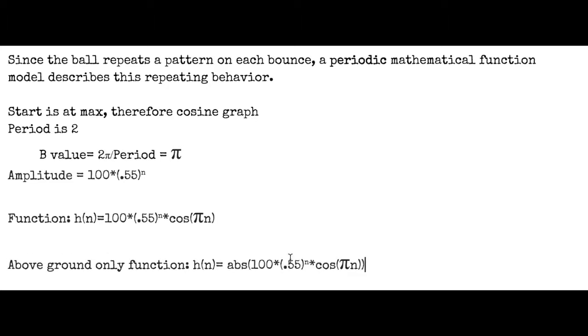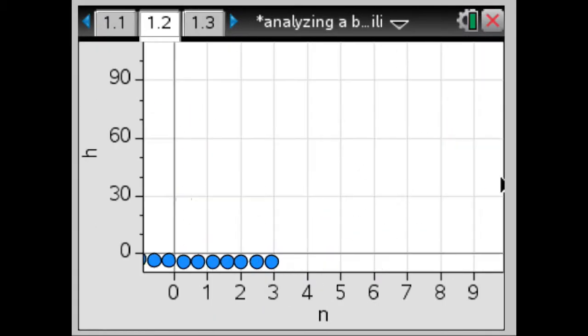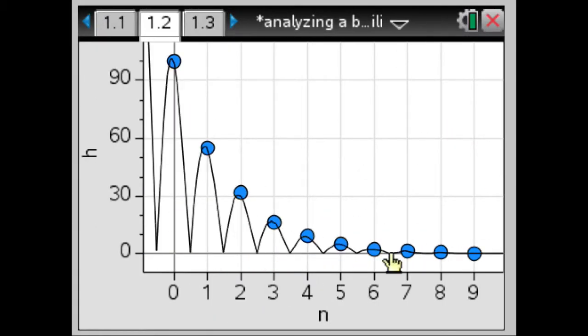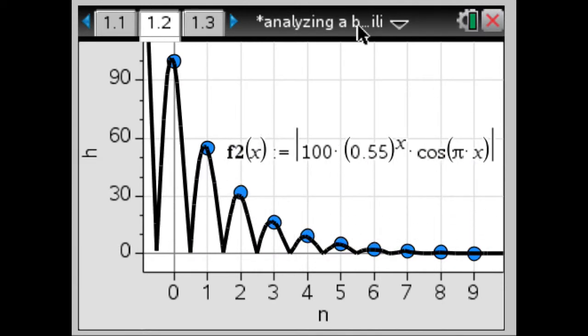The function that we got that shows bounces above ground only is the absolute value of 100 times 0.55 to the power of n times cosine of pi times n. Using our handy-dandy TI Inspire once again, we were able to plot the data points on a graph and checked our equation again to see if it matched the points.